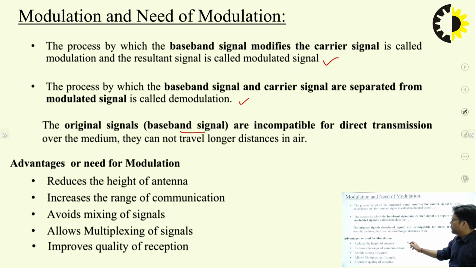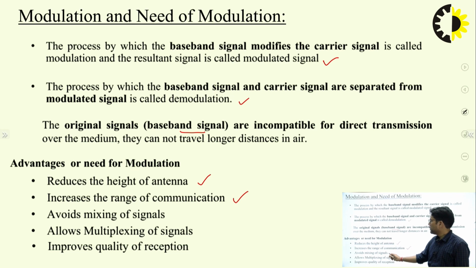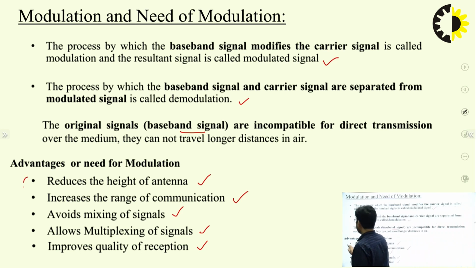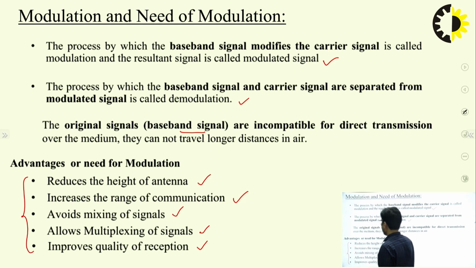So the need of modulation: first, it reduces the height of the antenna, increases the range of communication, avoids mixing of signals, allows multiplexing of signals, and improves the quality of reception. Superficially I can tell you here, by increasing the frequency of the signal, we get all these kinds of advantages which are written over here. One by one we will discuss in the next slide.